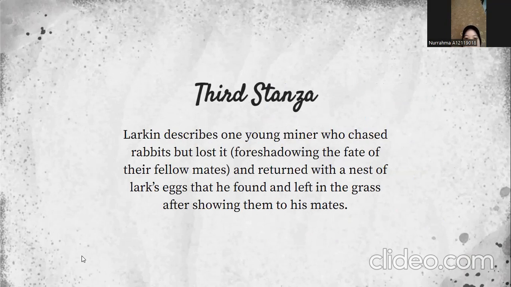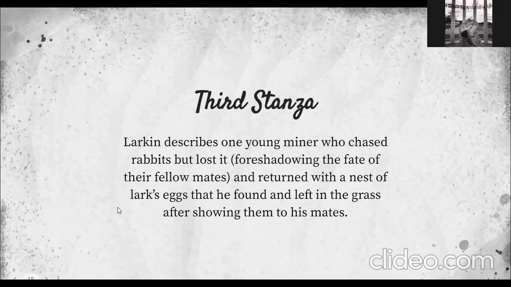And the third stanza. Larkin described one young miner who chased a rabbit but lost it, foreshadowing the fate of their fellow mates, and returned with a nest of large eggs that he found and left in the grass after showing them to his mates. That's all. Thank you.